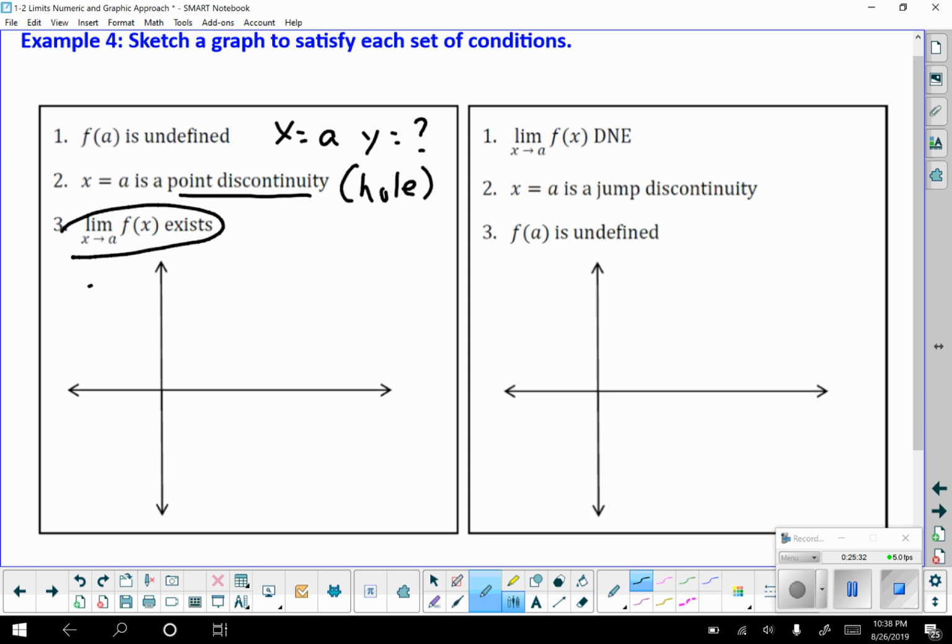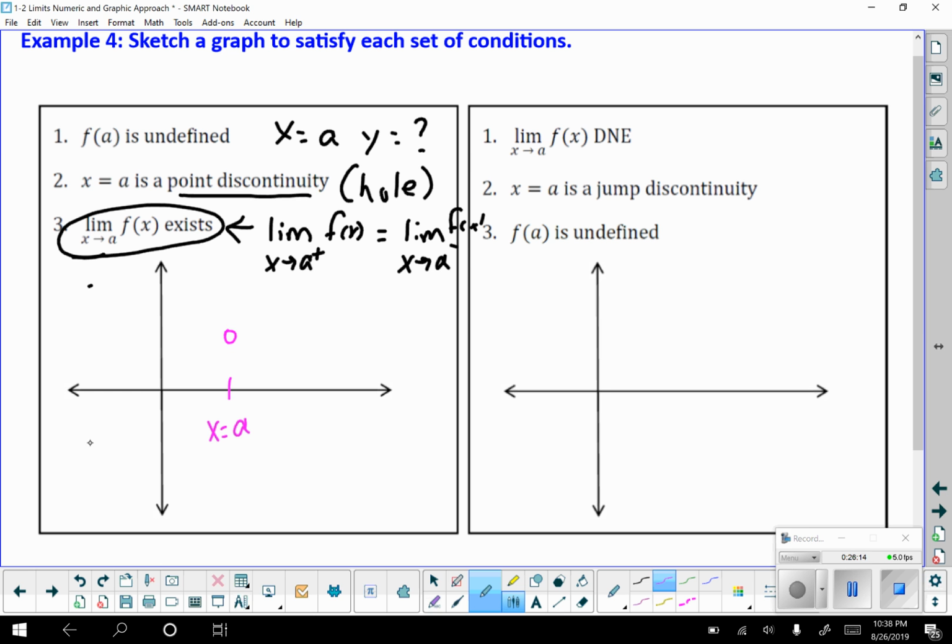And we have the limit existing. What does that imply to me? Well, it tells me the limit as x approaches a from the right of f of x is equal to the limit as x approaches a from the left side of that function f of x. So I'm going to give myself an x equals a spot here. There's x equals a. I know f of a is undefined, so I'm just going to open up a hole there, get that hole discontinuity in place.